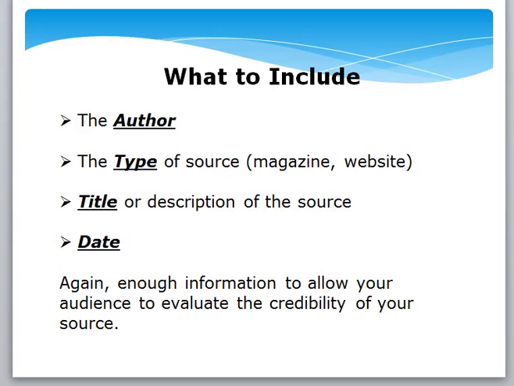So what do you include? Well, if there's an author, you want to include the name of the author. You also would want to include the type of source. Was it a magazine, a website, a blog? Did you find this in an encyclopedia? What was the title or description of the source? If the article has a title, you would want to include that. And you would also want to include the date. As a general rule, again, enough information to allow your audience to evaluate the credibility of your source.